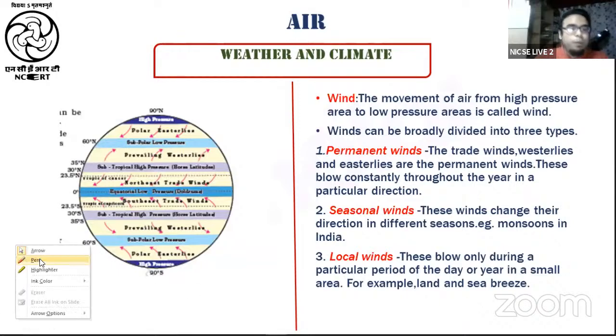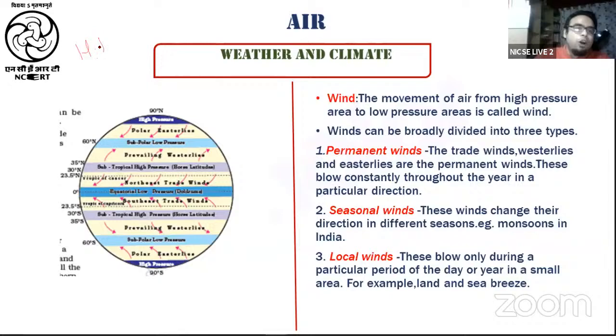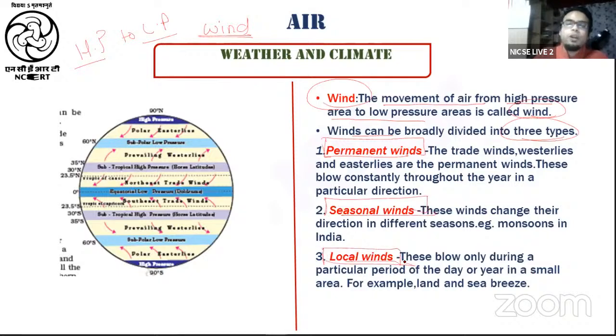Now this movement of air from high pressure to low pressure which I am talking about, this type of movement of air is called your winds, right? So what are winds? The movement of air from high pressure to low pressure area is called wind, right? And your winds can broadly be categorized into three different types. We have your permanent winds, we have your seasonal winds, as well as we have your local winds, right?